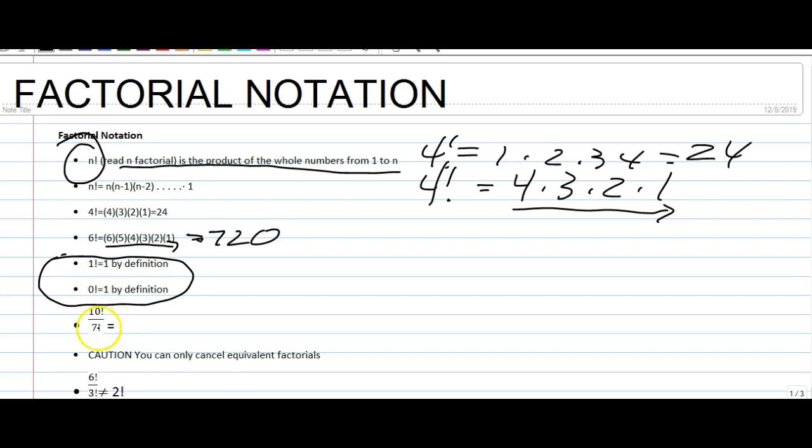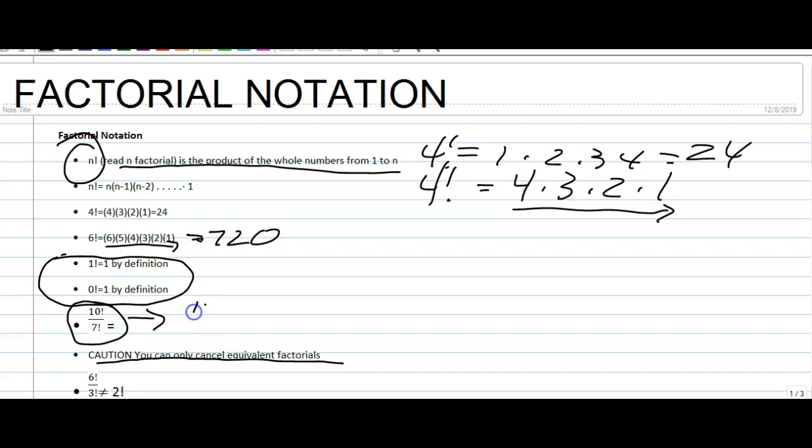Now here we have 10 factorial divided by 7 factorial. And this is the reason I write the factorializations backwards. Now we can only cancel equivalent factorials. I'll show you what I mean by that with this example.